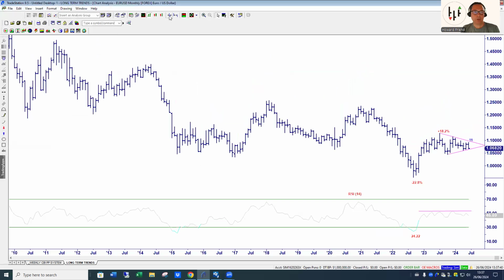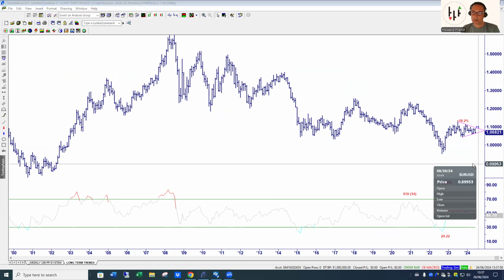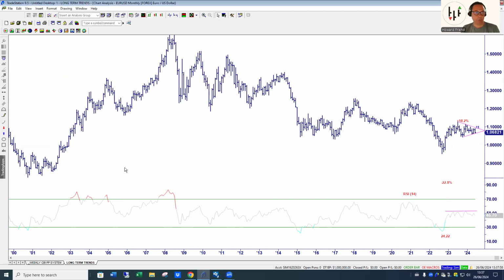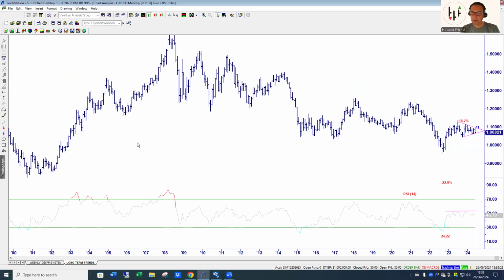I believe that we are tracing out a corrective pattern from the 2008 high. So once we make that push to the new low, I think that will be the time when we can start to think about putting on some good long-term longs: dollar shorts, euro longs. And as we get down below that 90 level, then we're entering a big area of support on euro dollar.